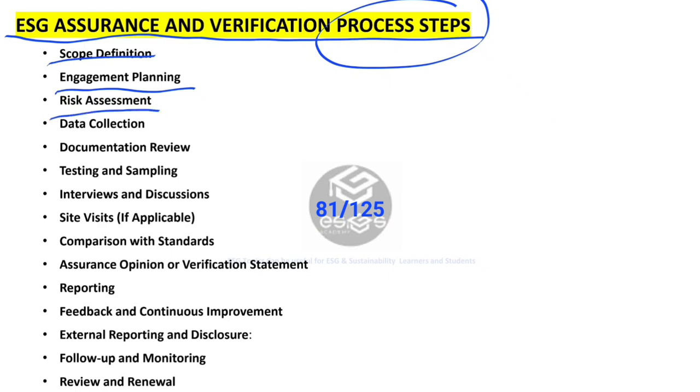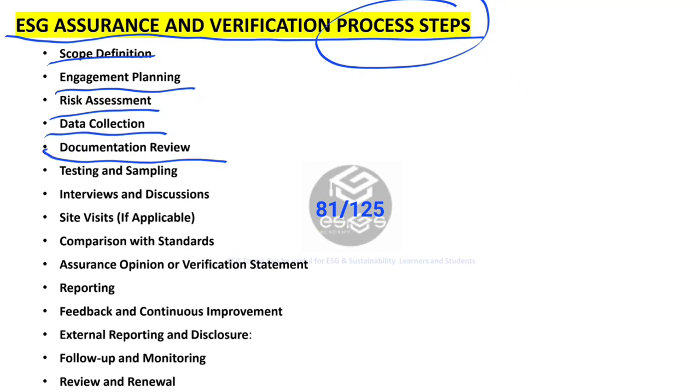The next comes risk assessment. We conduct a risk assessment. This is to identify the potential risks and material ESG issues that may impact the organization's sustainability, performance, and disclosures. The next comes data collection. We gather relevant data and information related to ESG performance metrics, targets, policies, practices, and disclosures.